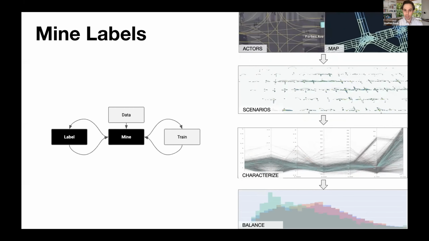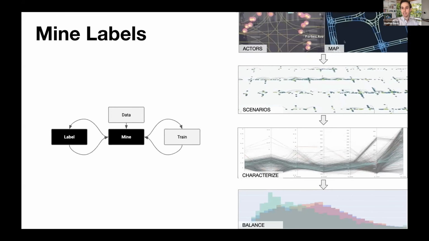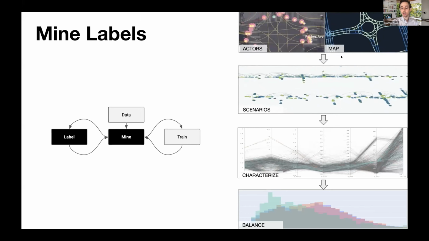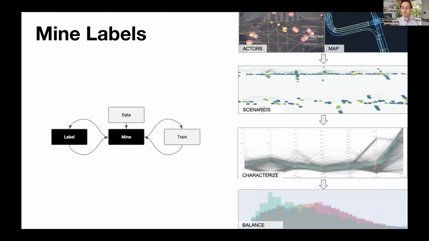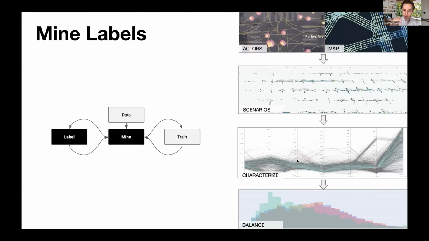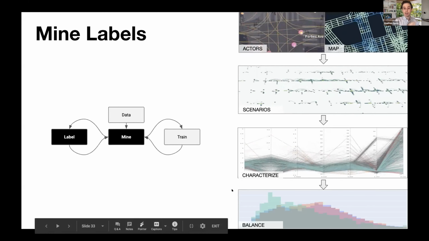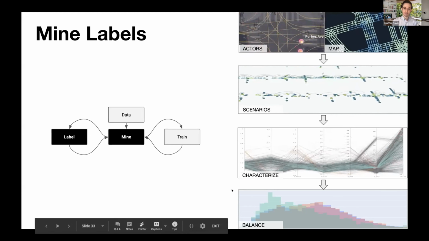So let's say you have those labels now. Well, you can mine those labels, for example, the actors that have been labeled and the map that has been labeled, to reveal higher order concepts like the scenarios that were present. And then you can apply statistics to those to characterize those scenarios that were present to then balance the log sets for training.